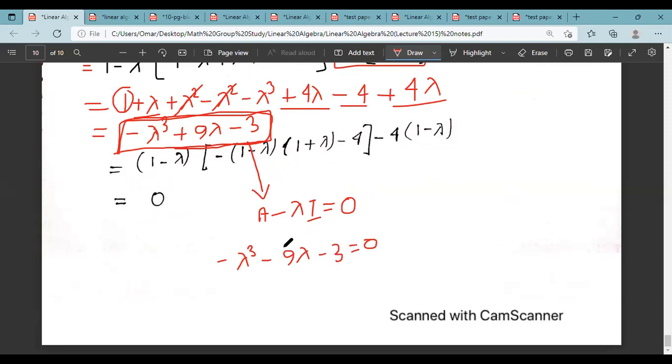And then you have to solve this equation. So if I take a minus common, it will become lambda cube minus 9 lambda plus 3. So I just multiply minus on both sides. Okay, so lambda cube plus 9 lambda plus 3 equals 0. And then if you solve this equation, lambda cube plus 9 lambda plus 3, so factorization calculator, if you use this one, yes, right. So let's factorize them. Lambda cube plus 9 lambda plus 3.